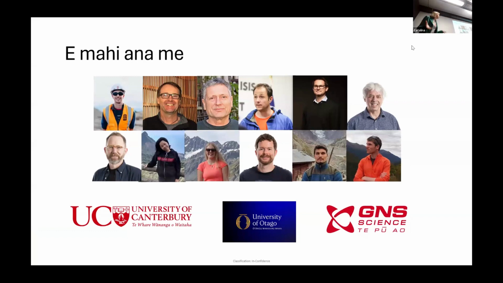Okay, so this is not only my work. There's a big group of people working on earthquake rupture simulations across the motu. This is just some of the people who have been involved in some of this work across University of Canterbury, University of Otago, GNS Science, and there's also groups at Vic and some people in other places as well who have contributed to this work.